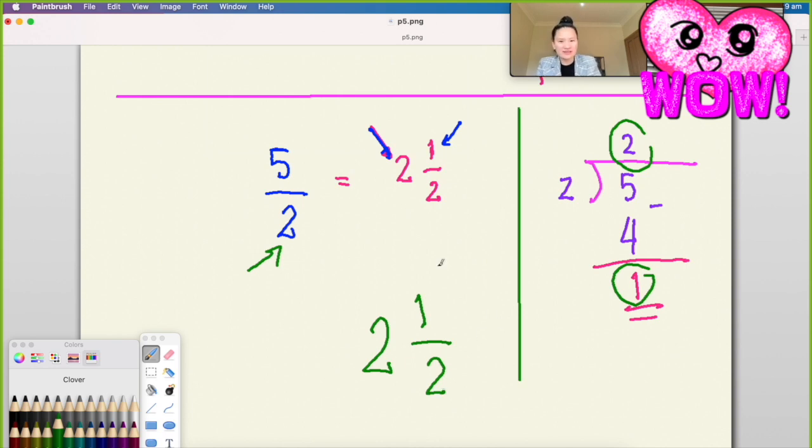So again, this one is our whole number. Okay, I'll write down here for you. Grace, how do you pronounce this one? Quotient. And this one is our remainder. Yep. And this one is our denominator. This is how you put them together.